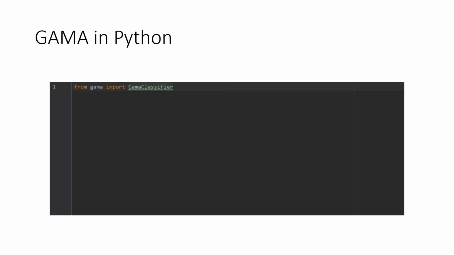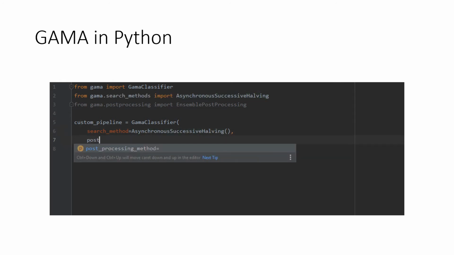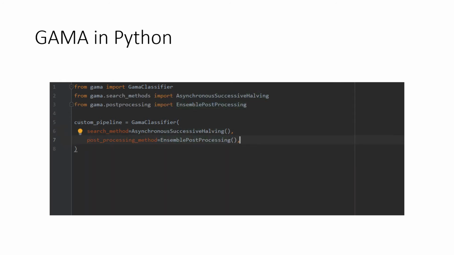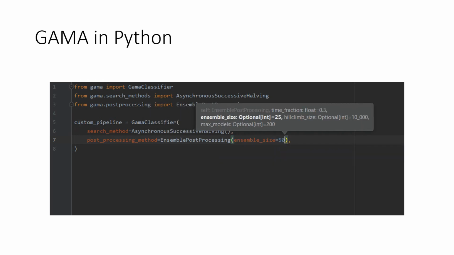Advanced users may want to configure the AutoML pipeline. This can be done through Gamma's hyperparameters. For example, you can pick a different search method, a different post-processing method, and even configure hyperparameters of those methods, such as the number of models to use in your ensemble.